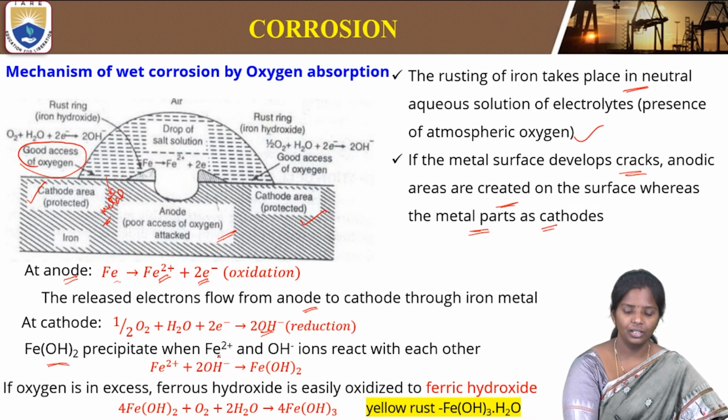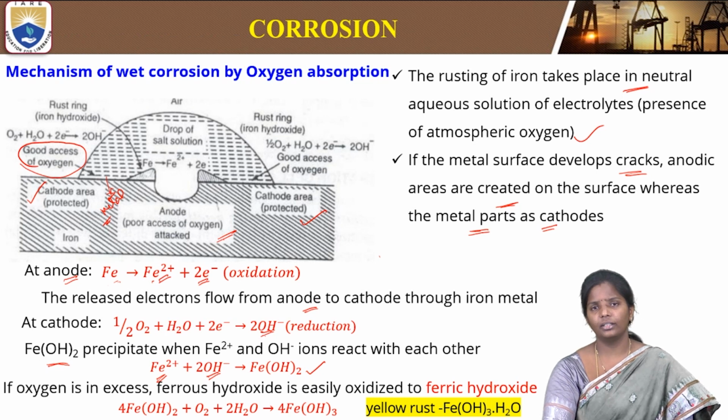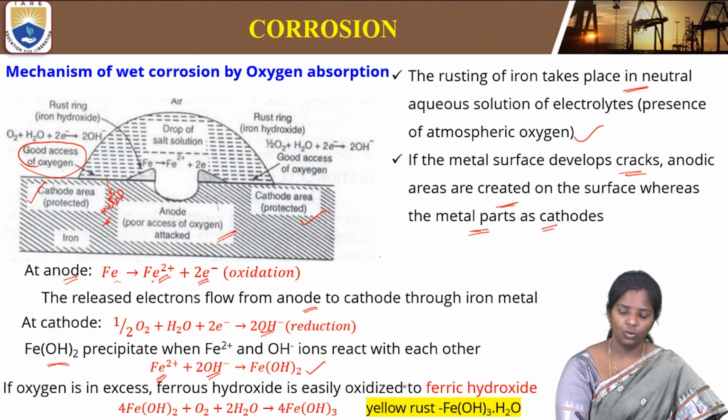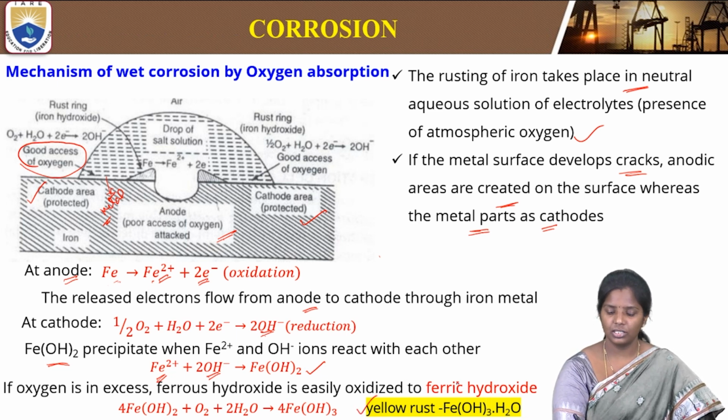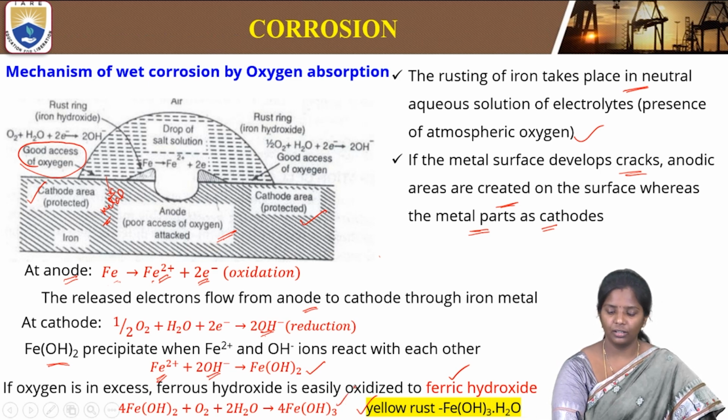This precipitate is formed when Fe2+ ions combine with hydroxyl ions and give rise to iron hydroxide. When there is excess oxygen and it keeps on reacting with the oxygen, the reaction continues and forms yellow rust, which is ferric hydroxide, from Fe2+ to Fe3+ and hydroxide forming ferric hydroxide. This is the ultimate rust that forms on the metal.